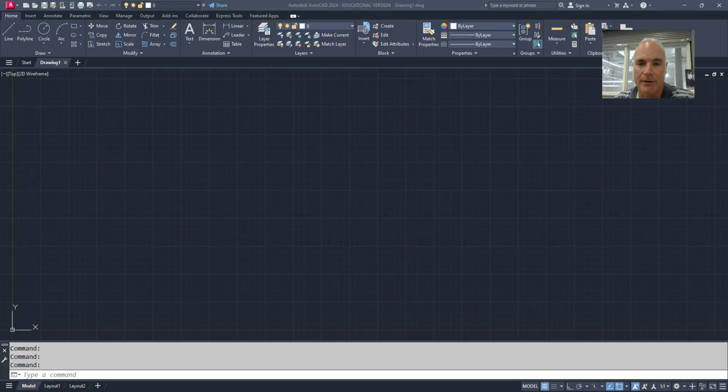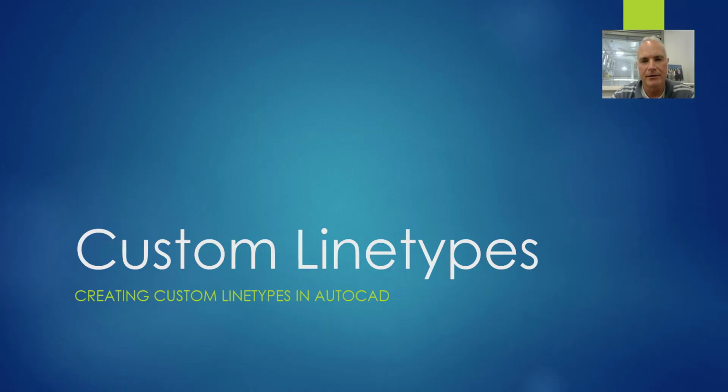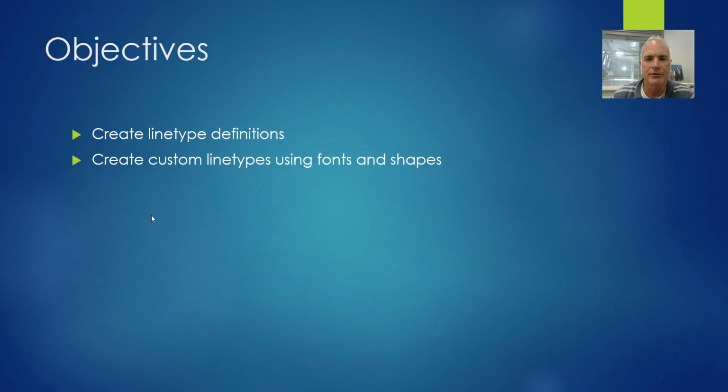So let's get started. Having the ability to create custom line types will change the way you use AutoCAD and open up a lot more possibilities for you. In this video, we're going to look at two different things. We'll look at creating line type definitions in this video, and then in the next video, we'll create custom line types that use fonts and shape patterns. But we're going to separate those into two separate videos so that this one doesn't get too long.